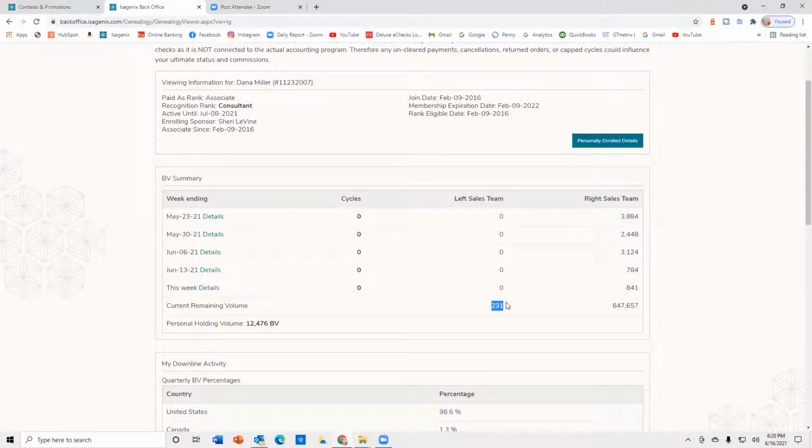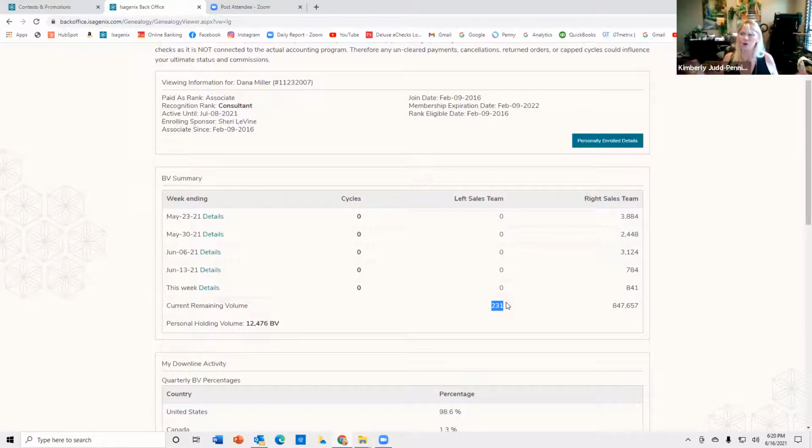Look at this. Wow, that is a business builder. You can make this kind of money. Let's say she keeps all the product she buys, because she's been buying for a long time. She obviously loves Isogenics. So let's say she bought herself product. She spent $300 buying herself product to get $2,268. Are you kidding me?